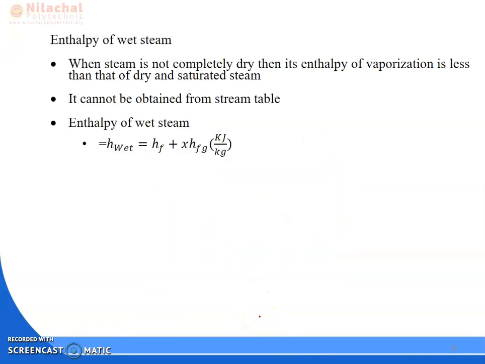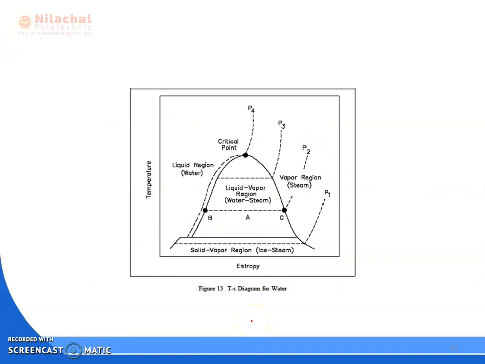Okay. Then we will discuss temperature. Here you see this is also a temperature entropy diagram. Pressures P4, P3, P1. This B is your what? Saturated liquid. That C is your what? Saturated vapor or dry saturated vapor. This A point here is in the wet region, the wet steam. Okay. So this is your critical point.